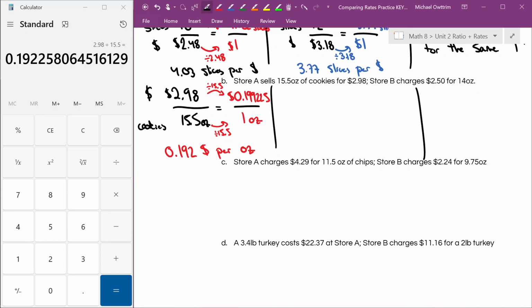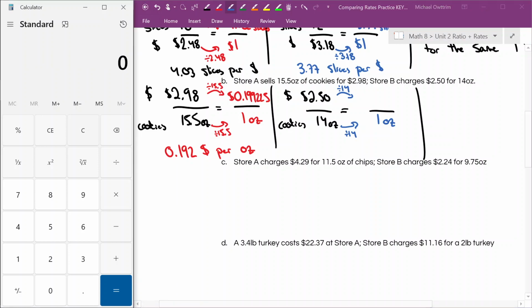And let's do the same thing in store B. So again, we got dollars and cookies. We are starting with $2.50 for 14 ounces of cookies. We'll divide by the number on the bottom. 14 divided by 14 is 1 ounce on the bottom.